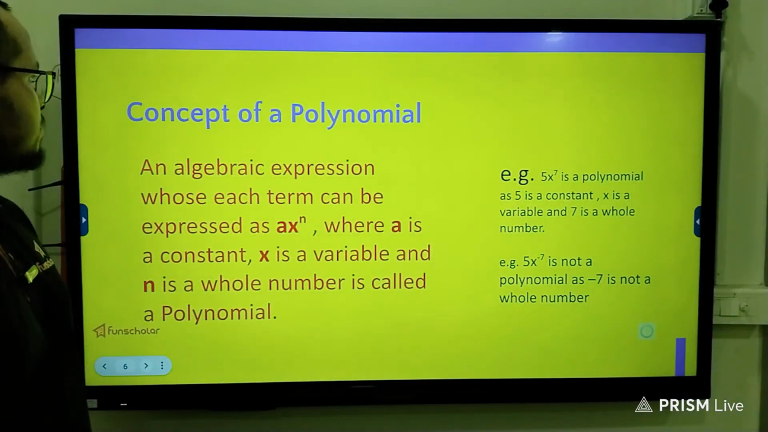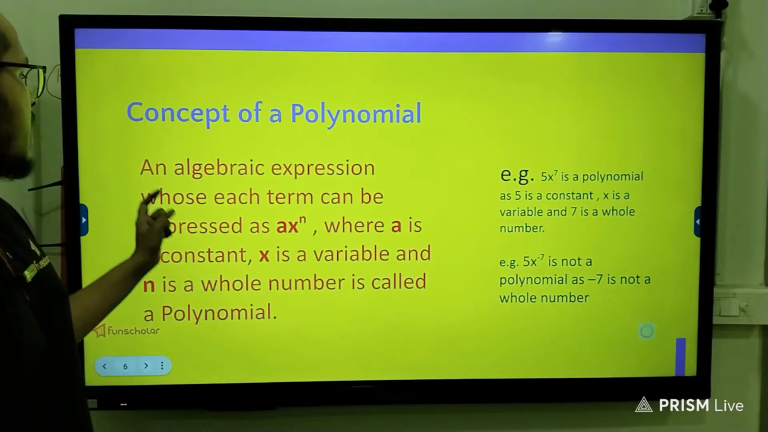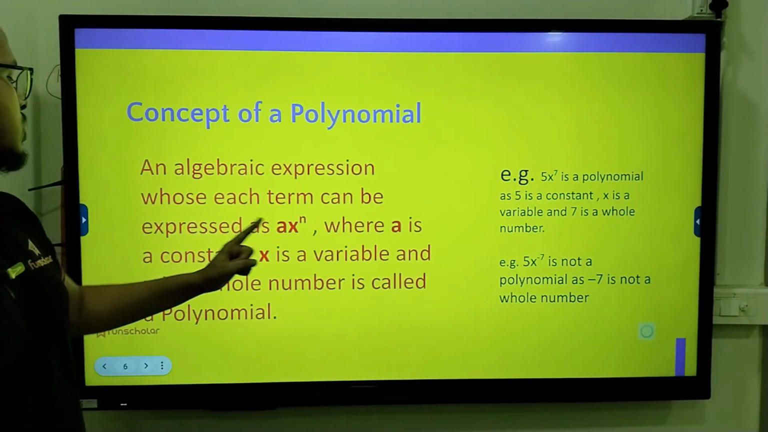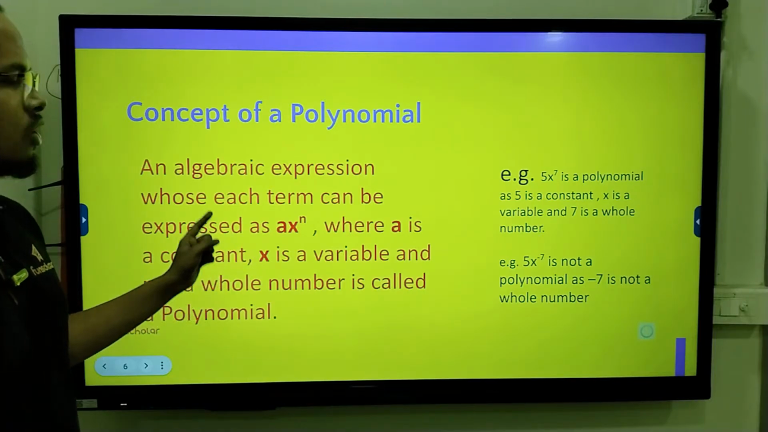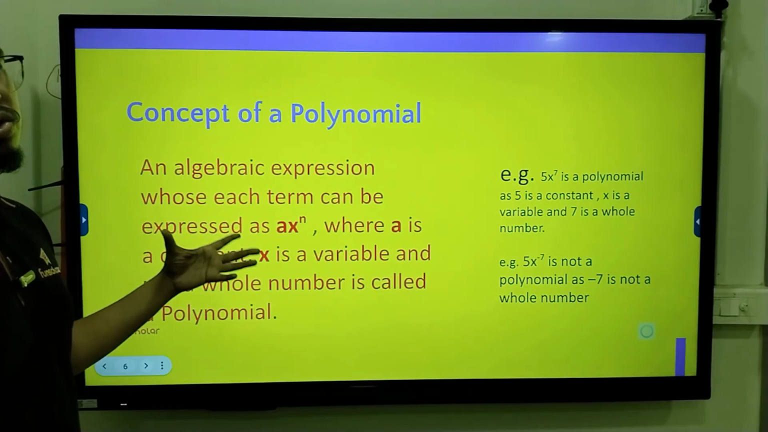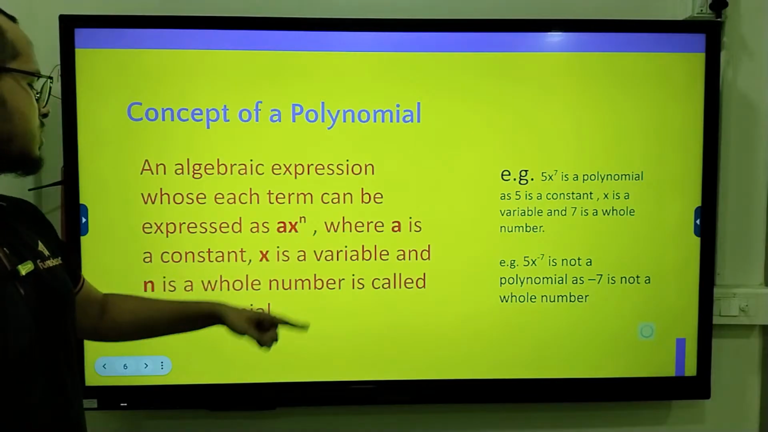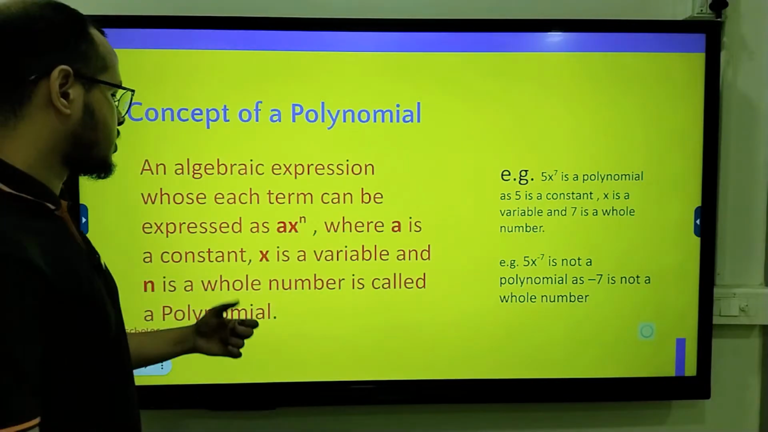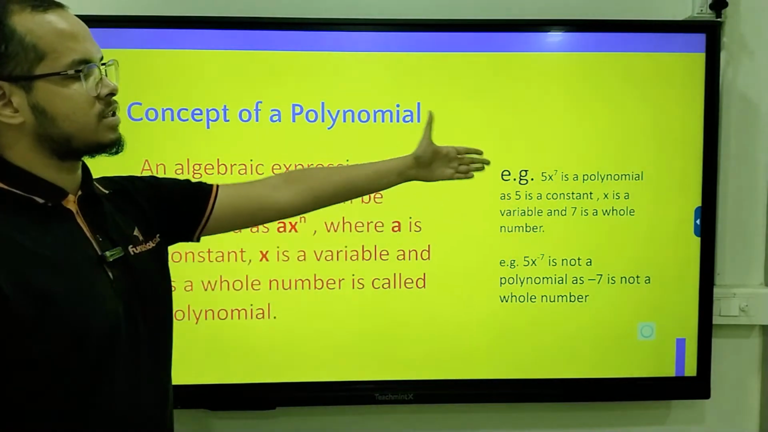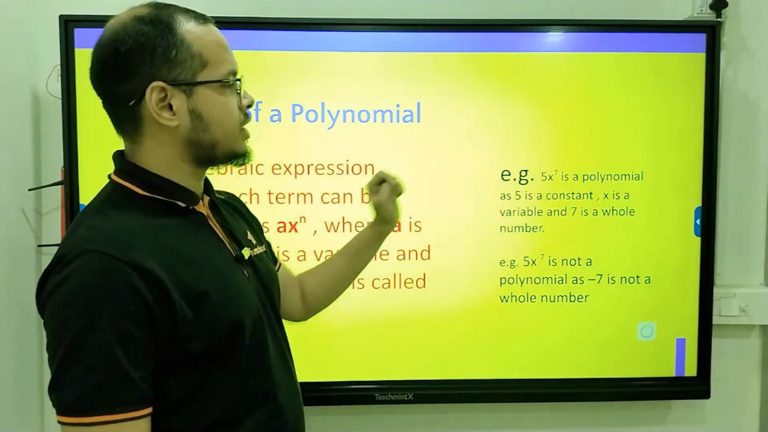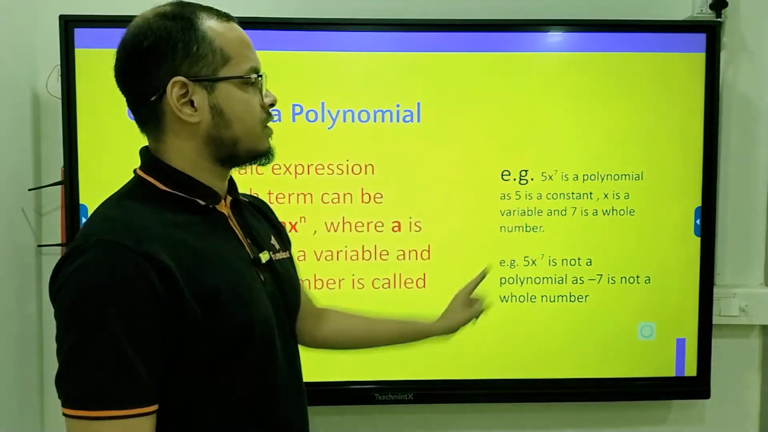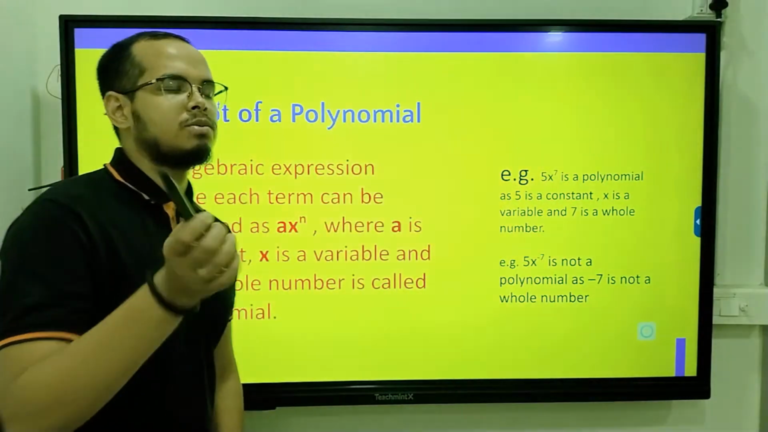So the concept of polynomial. An algebraic expression whose each term can be expressed as ax^n, where a is the constant, also known as the coefficient of the variable, x is the variable, and n is the whole number. For example, 5x to the power 7: 5 is a constant, also known as the coefficient, x is the variable, and 7 is the whole number, x raised to the power 7.